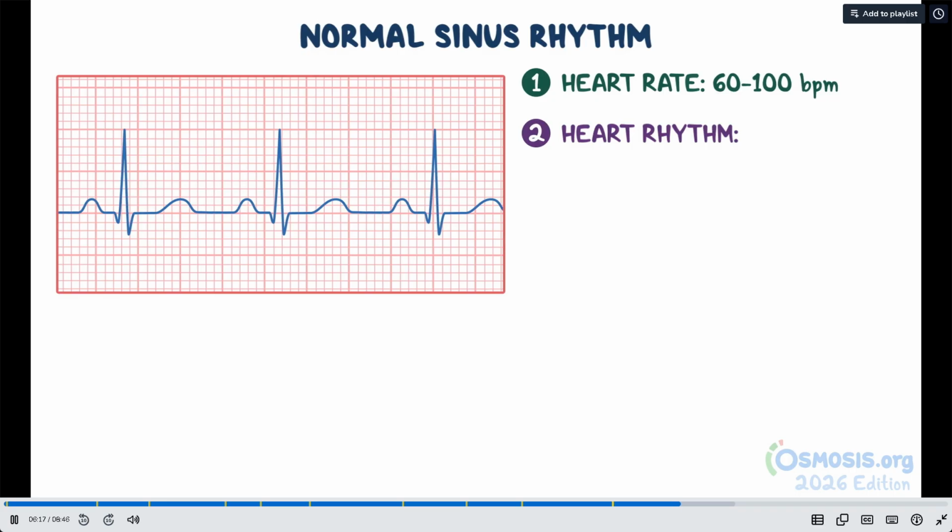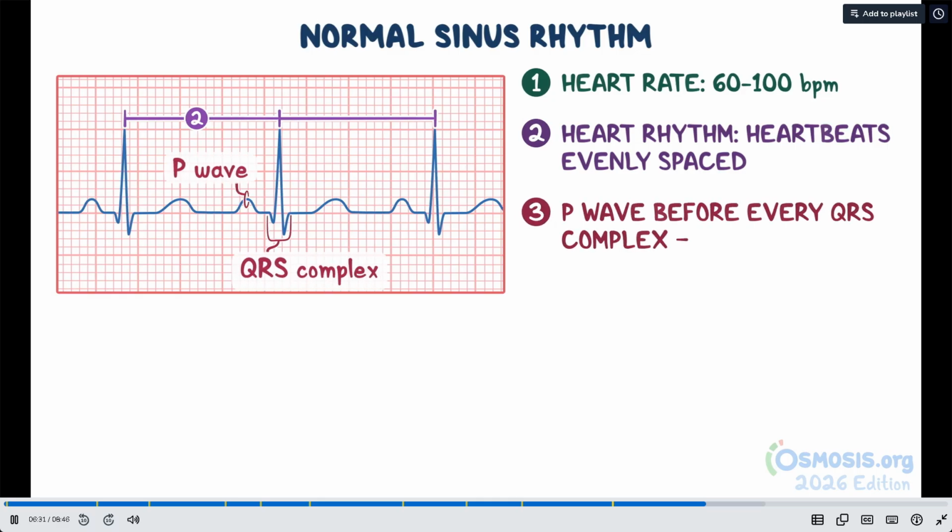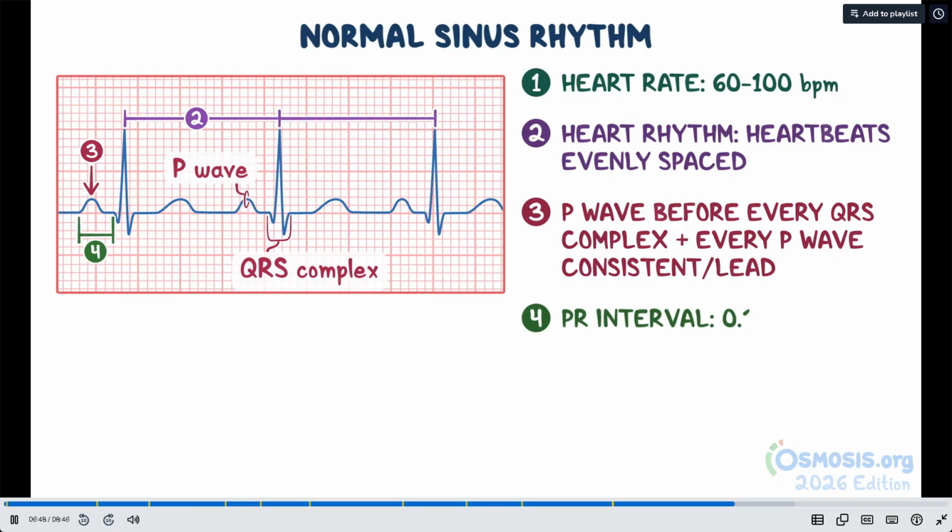In a normal sinus rhythm, the heartbeats are evenly spaced, meaning the spaces between R waves on the ECG are consistent with minimal variations. Third, there should be a P wave before every QRS complex, and every P wave should have a consistent shape throughout the tracing of a single lead. This confirms that each beat starts in the SA node and depolarizes the atria in a consistent way. Fourth, the PR interval should be between 0.12 and 0.20 seconds, which shows that the electrical signal is moving properly through the AV node without delay.